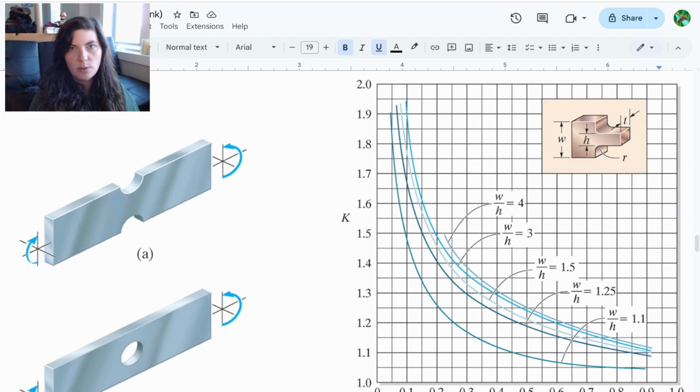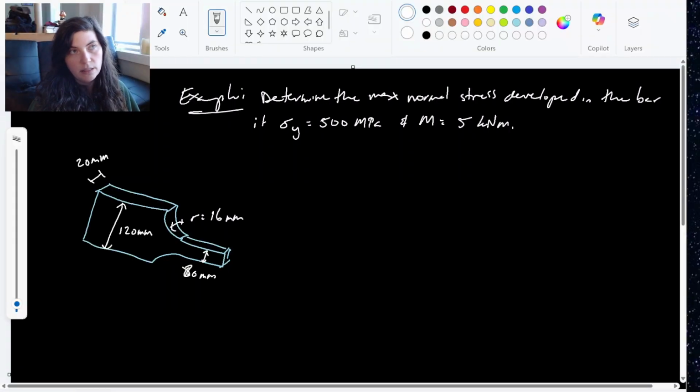So let's take a look at an example. So this example asks us to find the max normal stress developed in a bar with a given yield stress of 500 megapascals and a moment of 5 kilonewton meters. And we're given this funky shape over here that's just a little bar that is filleted here with a radius of 16 millimeters. So since we know we're dealing with this funky shape that's undergoing this fillet, we know we're going to have to use our stress concentration to reduce the amount of acceptable stress here.